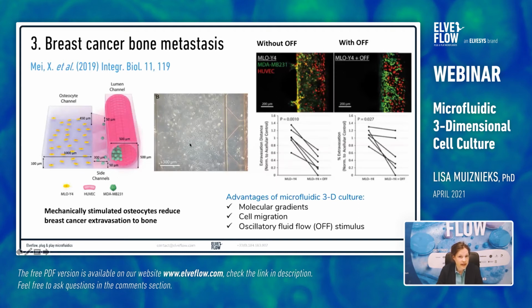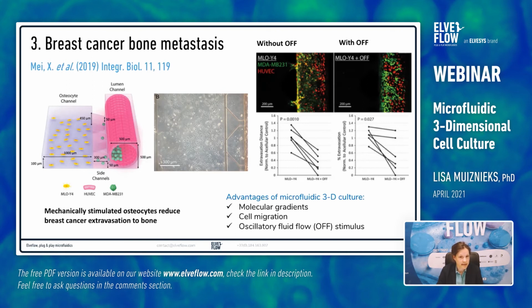The 2 channels were connected via triangular pillars, enabling the movement of components and the generation of chemical gradients across them. Breast cancer cells, here shown in green, were added to the vessel lumen. The vascular channel is also shown here in these micrographs, with the endothelial cells in red and the cancer cells in green. Next, an oscillatory fluid flow, or OFF, was applied to the bone cells to stimulate the osteoclasts, mimicking exercise and natural bone homeostasis and remodeling.